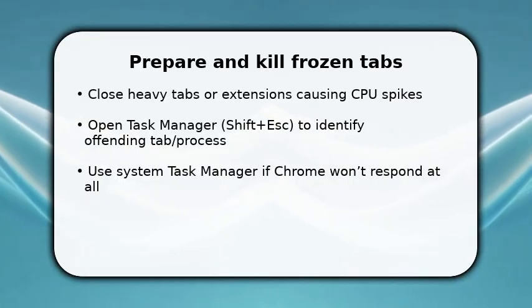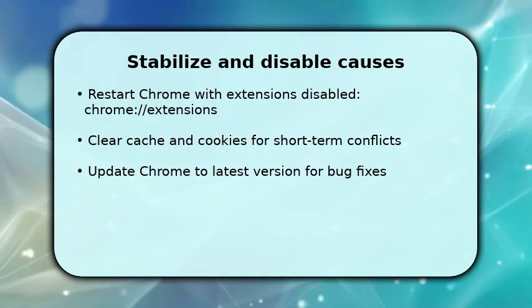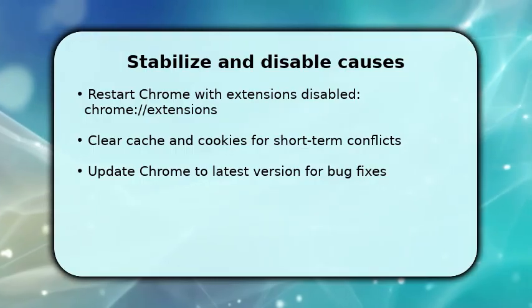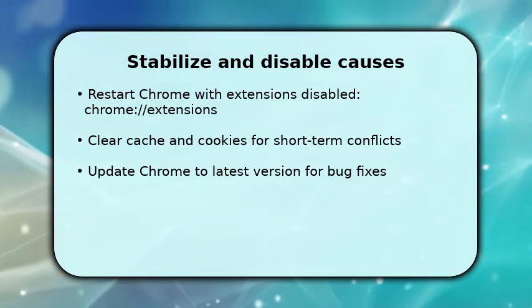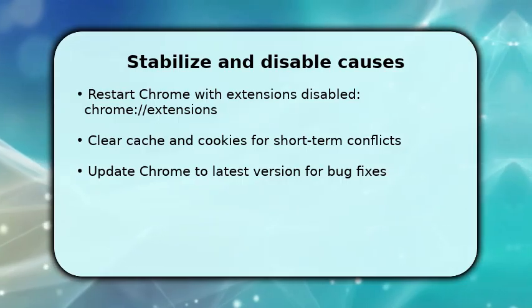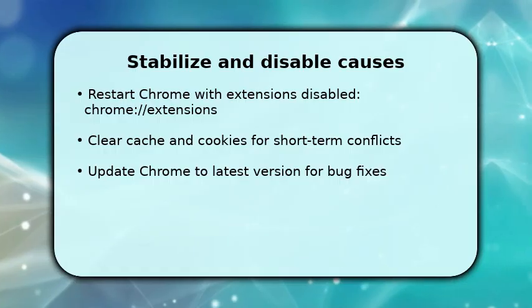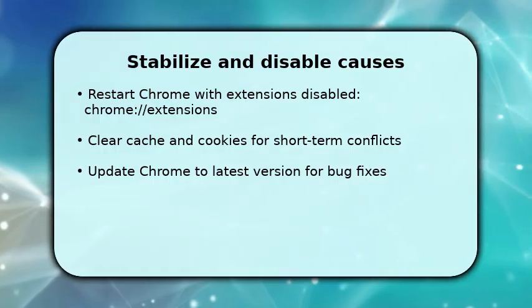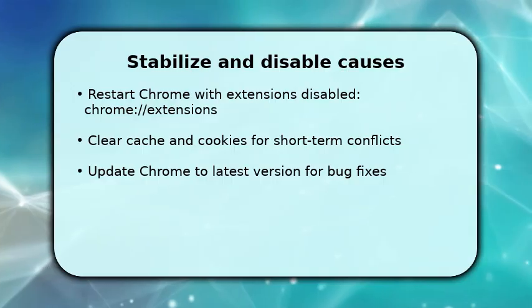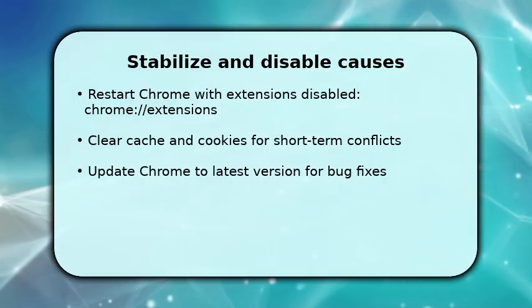Once the immediate freeze is cleared, stabilize Chrome by disabling suspect extensions. Go to chrome://extensions and toggle them off, then restart Chrome. Next, clear cache and cookies to remove corrupted session data that can cause hangs. This reduces background work and often resolves loading loops.